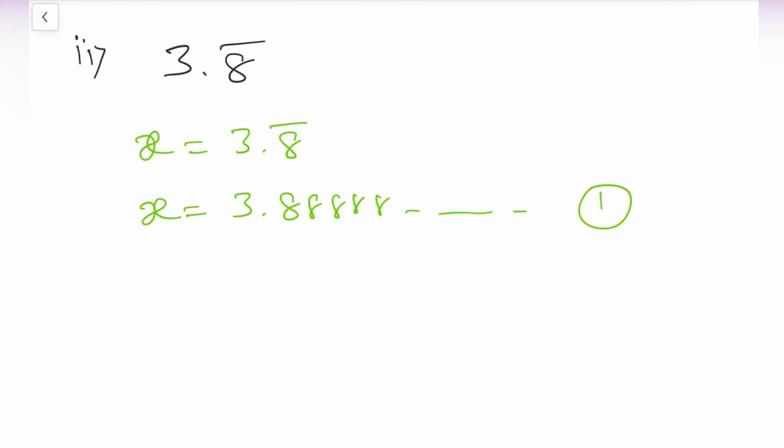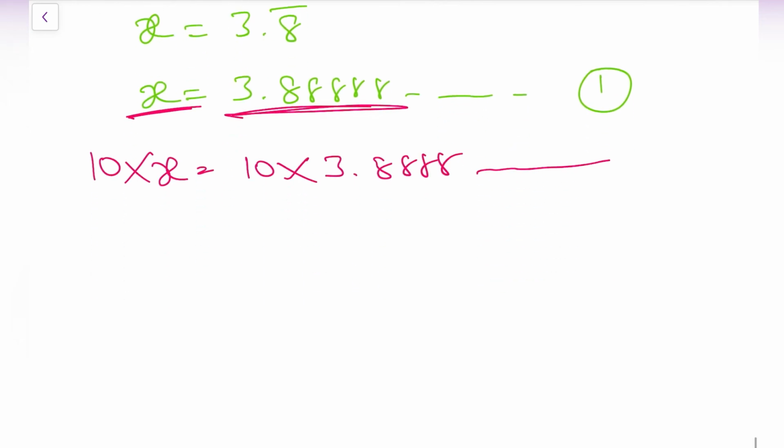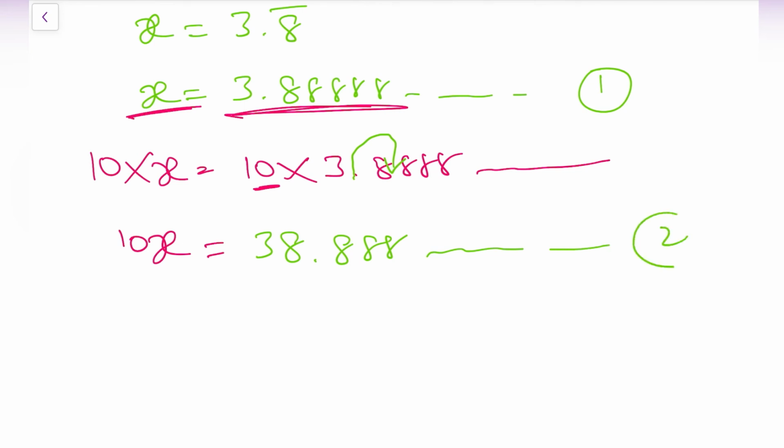Now how many digits are repeating after the decimal? After the decimal only one digit is repeating, so multiply with 10. This x I am multiplying with 10, 10 into x. Total RHS also I am multiplying with 10, 10 into 3.888 and so on. 10 into x, 10x is equal to, I am multiplying with 10, that is 1 0. This decimal will move one digit towards the right side. It will become 38.8888 and so on. This is equation number 2.